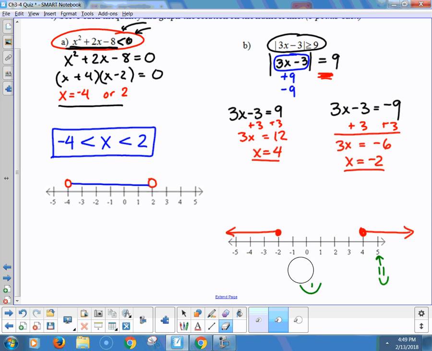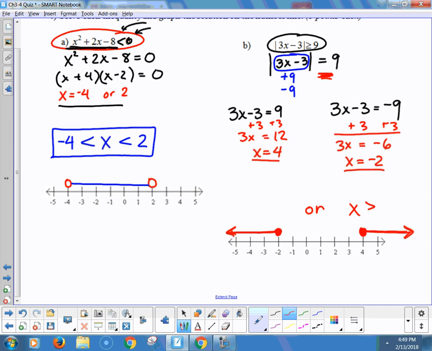Notice I have not written an answer yet. I've only graphed things on the number line. When you have values, we're saying that x could be greater than 4, or x could be less than or equal to negative 2, but it can't be both, so you can't write a single inequality statement. As a matter of fact, to do this correctly, you should put the word or in there. So x could be greater than or equal to 4, or x could be less than or equal to negative 2. And this is your algebraic solution.